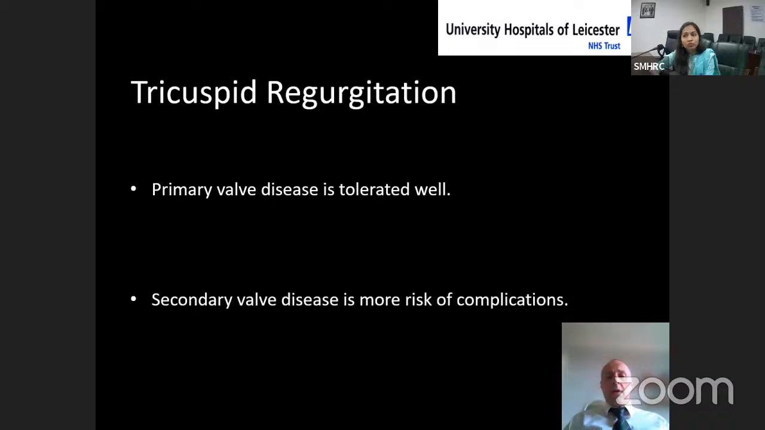It's an uncommon condition, and currently in Glenfield we have one case for tricuspid valve repair. She suffers from severe tricuspid regurgitation due to insertion of pacing wires. And unfortunately, she lost a pregnancy during the severe tricuspid regurgitation previously.